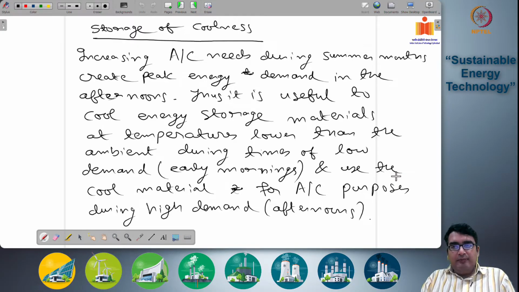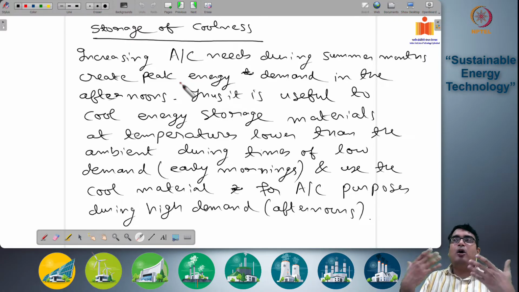But often in refrigeration and air conditioning systems, we need to store thermal materials at temperatures lower than the ambient. This is especially useful to serve the demand of increasing air conditioning needs during the summer months, which create peak energy demand in the afternoons, as we have seen multiple times before.